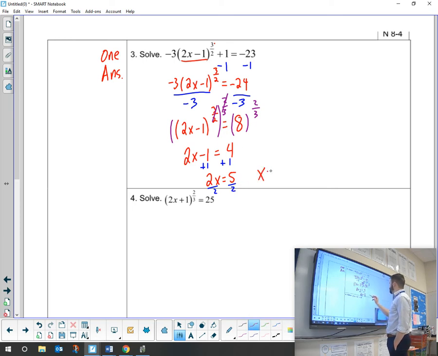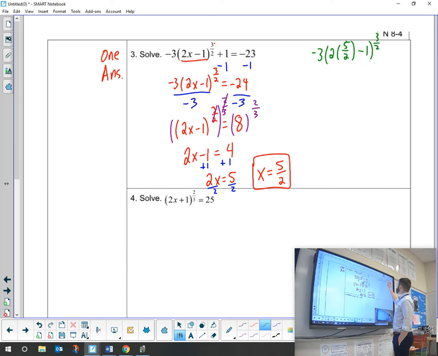So don't get freaked out if you see a fraction, right? That's just x equals 5/2. We can still check this, okay? So here's what we're going to do. I'm going to check it over here. I'm going to go -3 times 2 times 5/2 minus 1 raised to the 3/2 plus 1 equals -23. We're asking, does that equal -23?